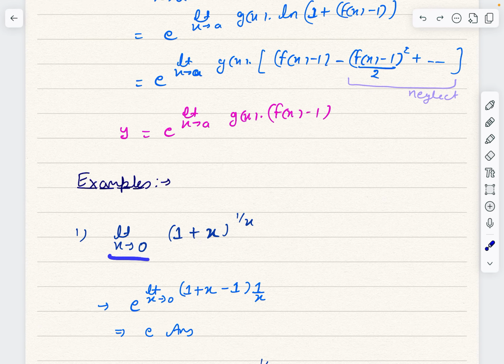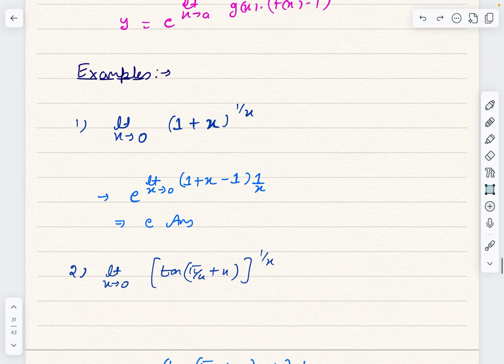We have limit x tend to 0, (1 plus x) raised to power 1 by x. You can see here, if I put x as 0, you get 1 power infinity form. So we just use the formula directly. We say it will be e power limit x tend to 0 of (f(x) minus 1) g(x). So (1 plus x minus 1) into 1 by x. So 1 and 1 get cancelled out, x and x get cancelled out, you just get e power 1, which will be e only. I hope it is clear, guys. Let us try the next problem now.